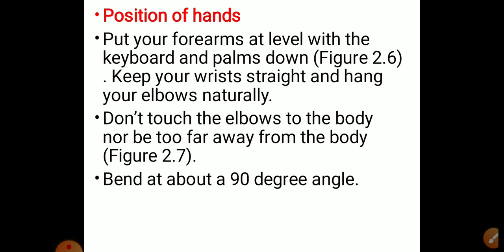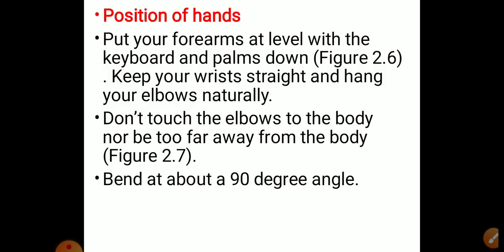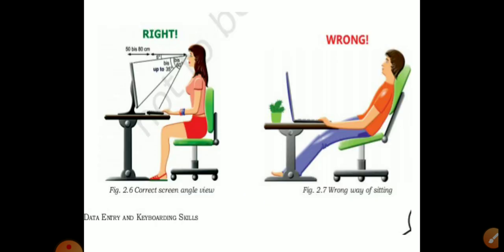Don't touch the elbows to the body, nor be too far away from the body. Your elbows should not touch your body. So look at this figure. Your elbows should not touch your body, and at the same time it should not be too far away from your body. Bend at about a 90-degree angle.